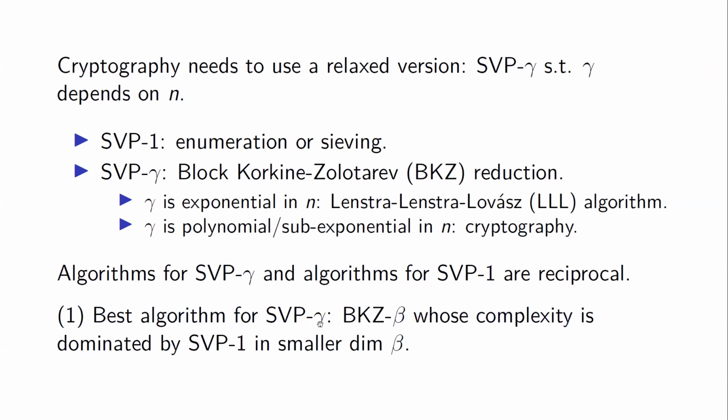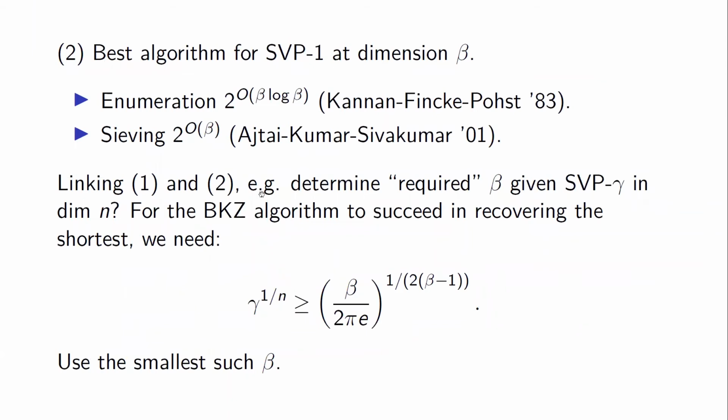So the best algorithm for solving SVP gamma, which is crypto-related here, is the so-called BKZ with parameter beta. And this beta denotes the smaller dimension where we're going to solve the SVP1. The complexity of this BKZ beta is dominated by the running time of SVP1 in the smaller dimension beta. So in other words, if I want to solve an SVP gamma problem in dimension n, it is sufficient to solve an SVP1 problem in dimension beta, where beta is generally strictly smaller than n for crypto parameters. So this is the problem. SVP1 in some smaller dimension beta is what we're going to focus on. Therefore, we want to understand what is the best algorithm for solving SVP1 at dimension beta.